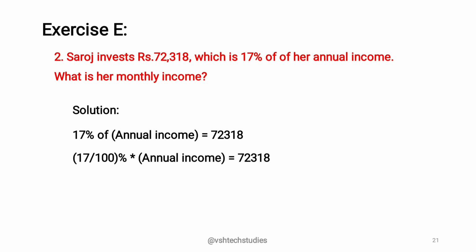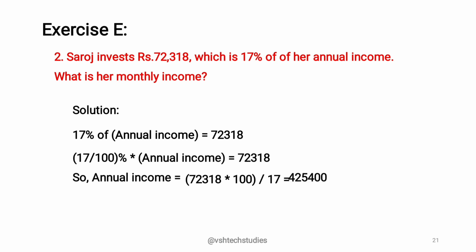Next, 17% means 17 upon 100. Of means it is multiplied by. So X, or annual income, is kept as it is. Now annual income, that is X, is kept on one side of the equation, and 17 and 100 are moved to the other side. Then we get 72,318 into 100 divided by 17. Simplified, we get 425,400. So this is the annual income, that is X, what we had taken in the analysis.